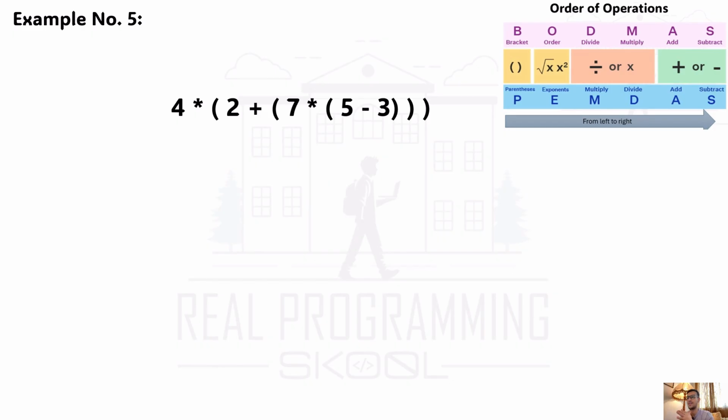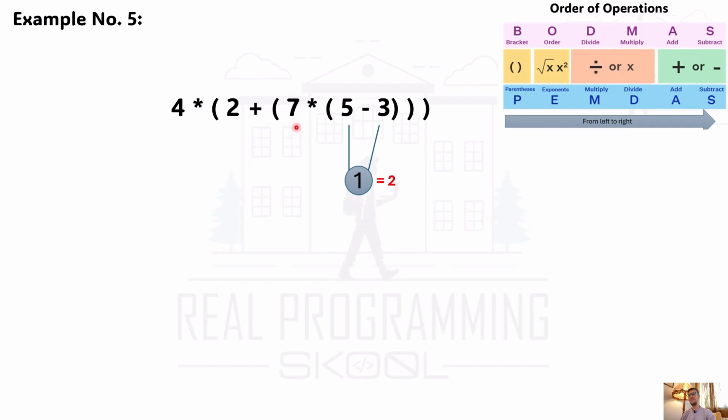Example number 5 has a lot of brackets, but as we say, don't panic, just focus on the priority, look at the order of operations and see which priority is first. So you have a lot of brackets and multiply and minus and plus. And we say the priority is for the brackets. So while we have a lot of brackets, we'll start from the inside one, which here is 5 minus 3, the smallest bracket inside the biggest bracket. So 5 minus 3, it will give me 2.